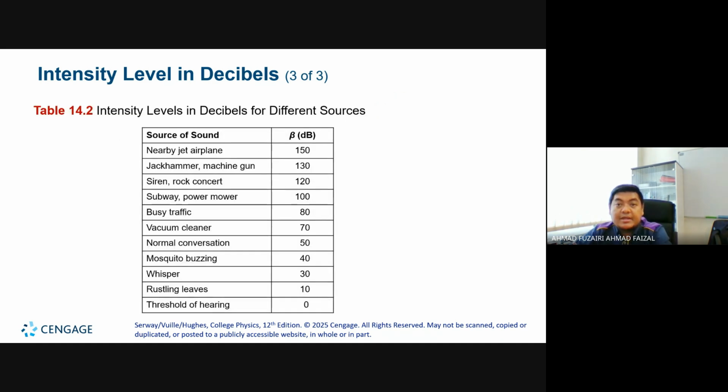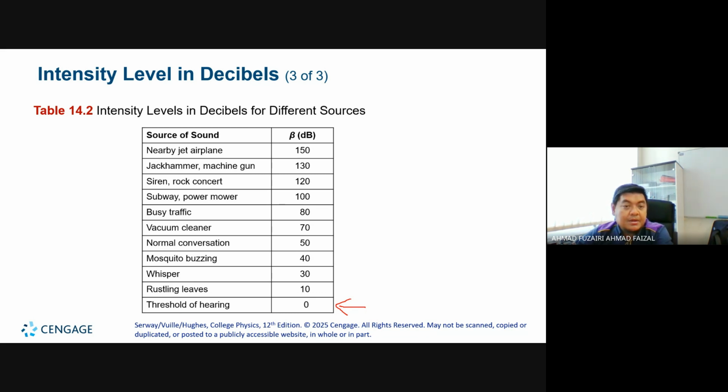Okay, now we look at the approximate sound intensity level of different sounds. For example, the threshold of hearing, the intensity level is 0 decibel. From the threshold of hearing, it moves to the rustling leaf. That means the sound of a leaf rustling. We try to find the rustling leaf, so it's about 10. A whisper is about 30 decibel.